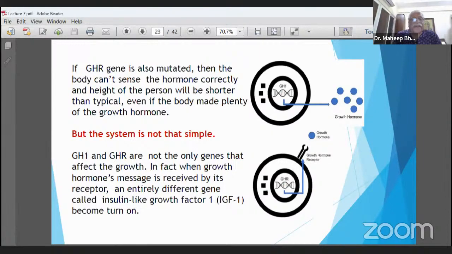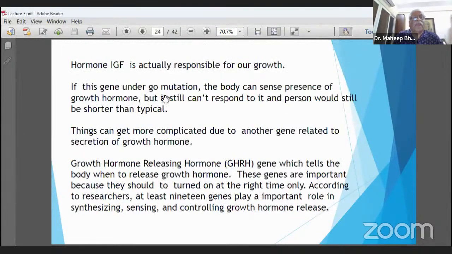In that case, inside the cell, this other gene, the insulin-like growth factor gene, IGF-1, becomes turned on and starts acting on the cell. This IGF is actually responsible for our growth.